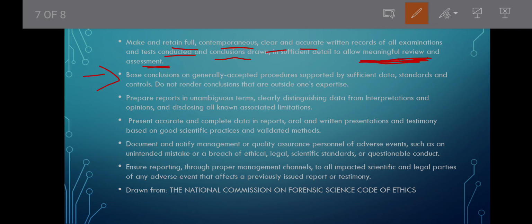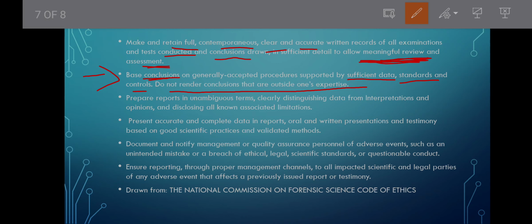So here we have the next one, that is, base conclusions on generally accepted procedures. So whatever conclusion you are drawing, it should be generally accepted, meaning the procedure you are carrying out should be accepted by the scientific community, or we can say supported by sufficient data, standards and controls. Meaning in carrying out any case, there are certain sufficient standards or guidelines that should be followed, and do not render conclusions that are outside one's expertise.